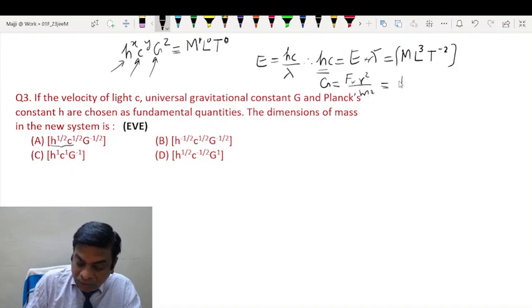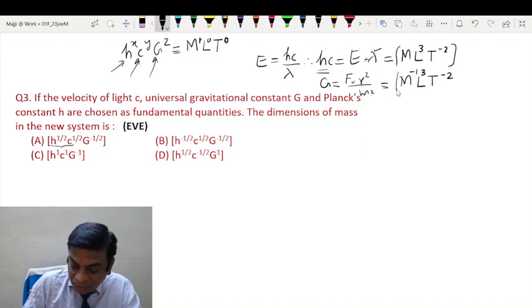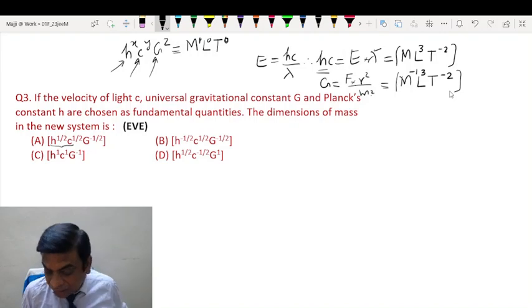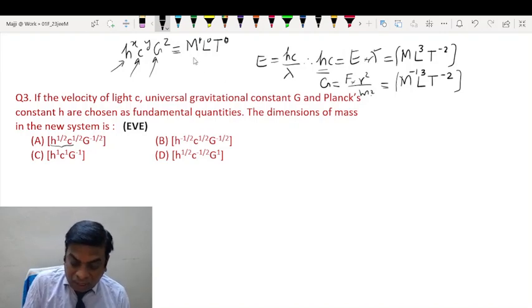So for force it is m L T power minus 2, then R square is again L, so L cube, and divided by L square is m power minus 1. Okay. Now in order to have the dimensions m, certainly you cannot multiply them. If you multiply them, then m and m power minus 1 will get cancelled. Certainly you have to divide this by this and extract the square root. Only then you will get m.